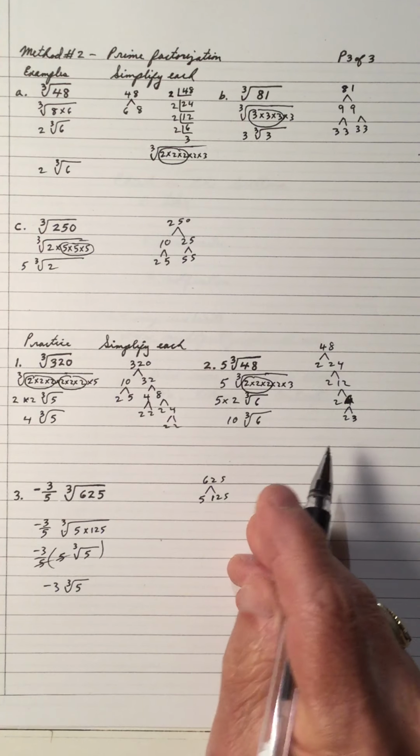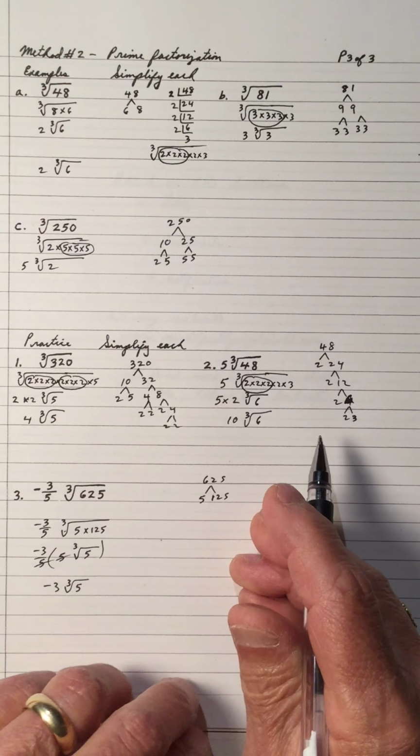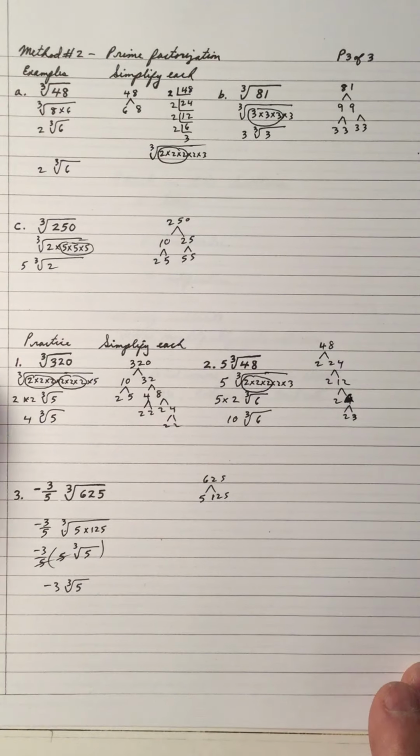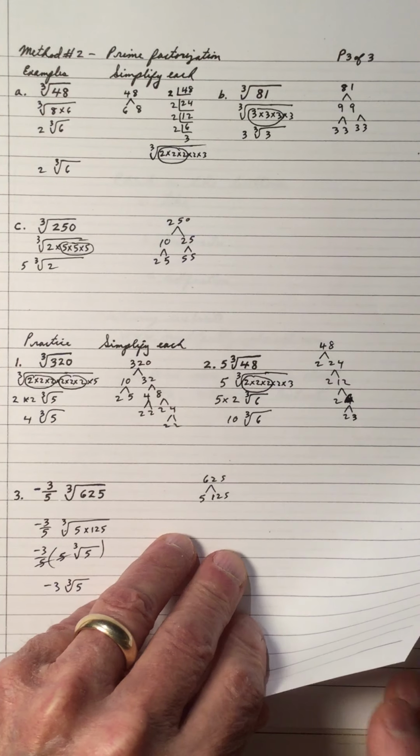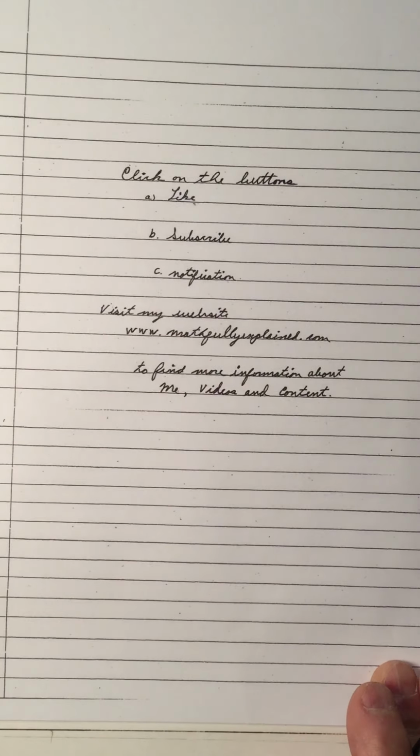So breaking it down to prime factorization, you need 3 factors the same. And that's simplifying the cube root radicals.